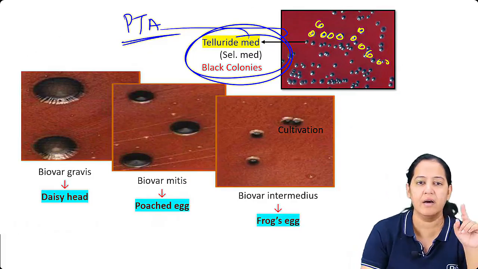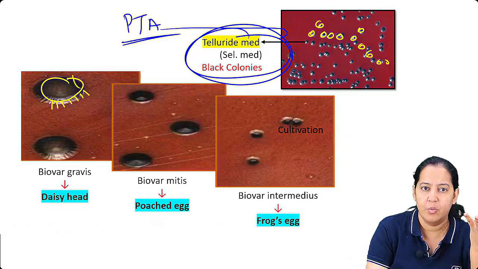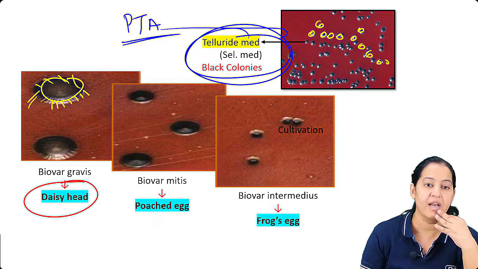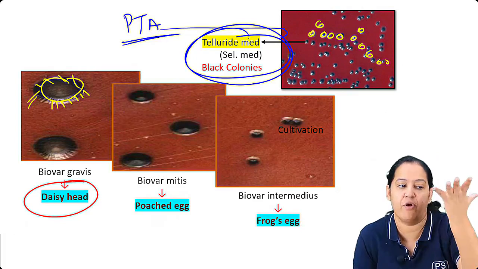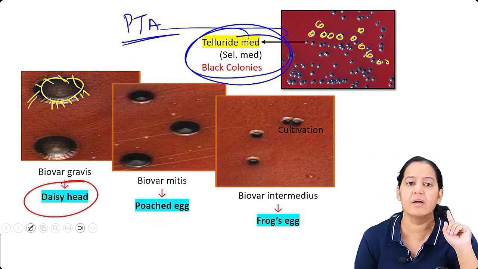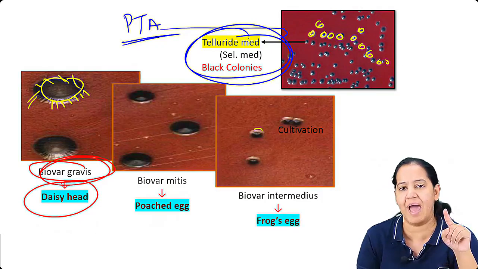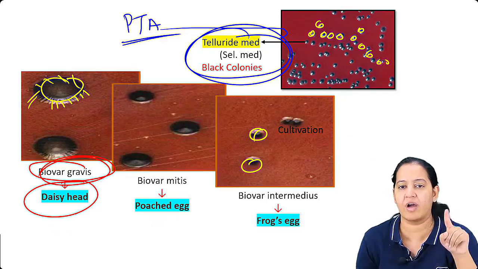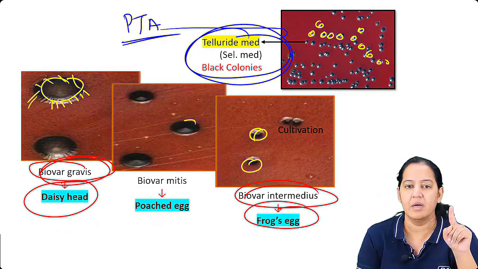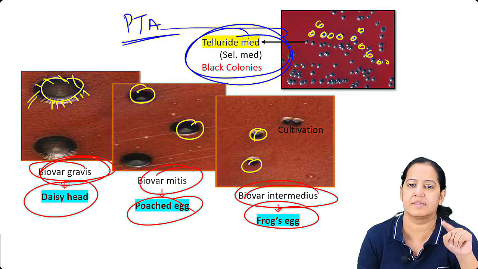See, है ना? Can you see? This is a black colony, but it is looking like the daisy head. What is daisy? Daisy is a flower. Like the rose flower, daisy. So it's looking like a flower, sunflower के जैसा, daisy head. है ना? So it is gravis. Gravis form the daisy head. Okay, can you see? This is also black, but it is looking like the frog का egg. Intermedia is frog egg. है ना? And can you see this one? It is looking like a poached egg. It is mitis. So you have to learn.